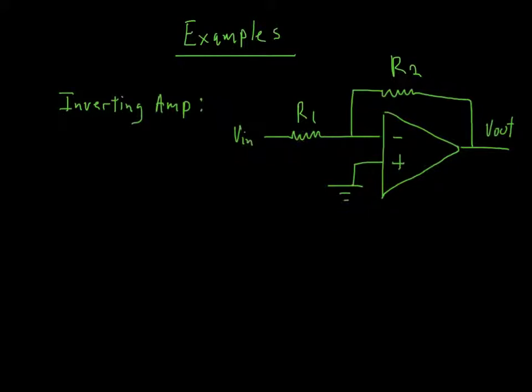So let's use a different color here. What we want is a closed loop gain. I'm going to call it capital G. And that's going to be Vout over Vin. That's the kind of thing we want to find.